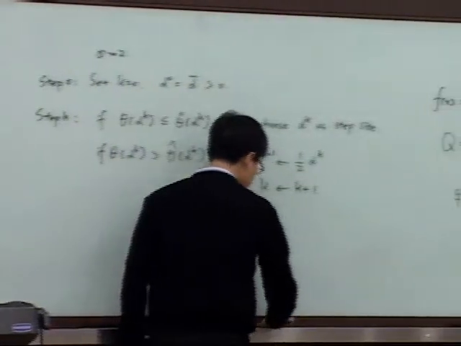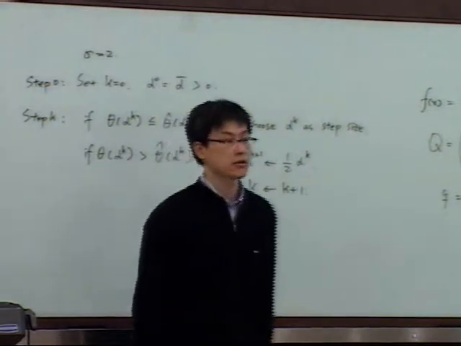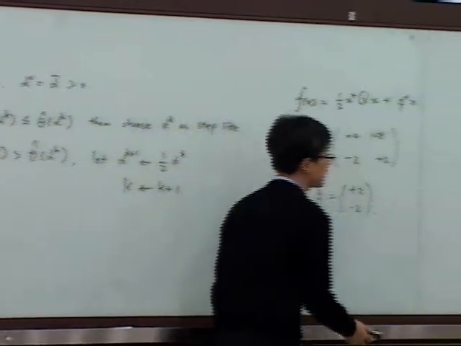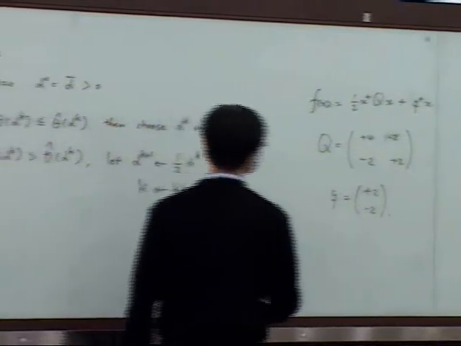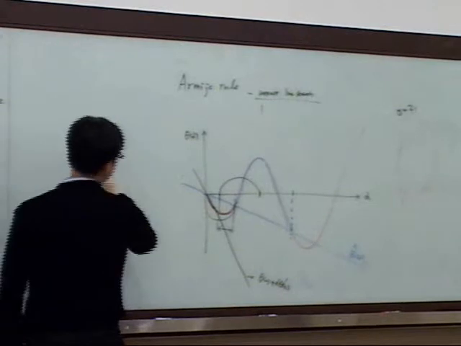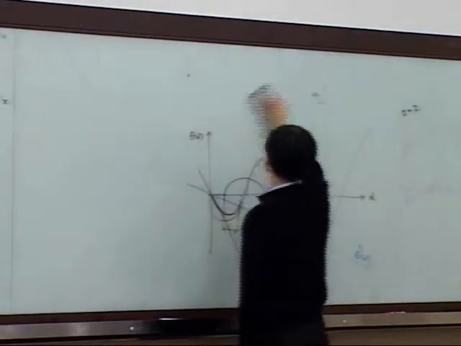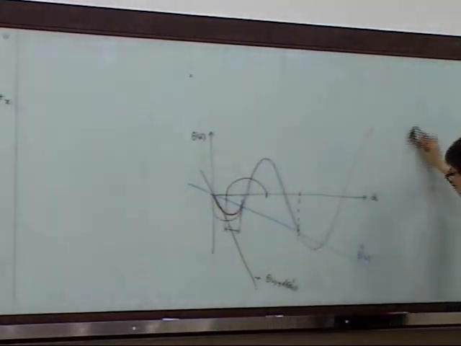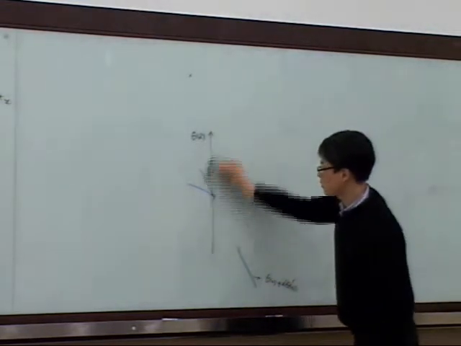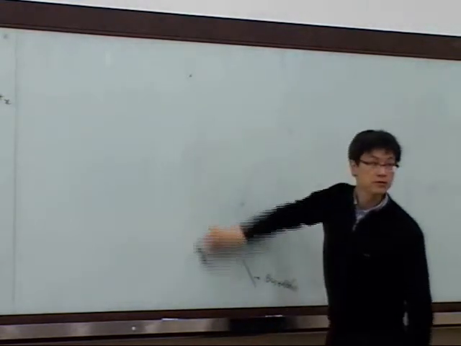So far, we talked about the descent algorithm, the steepest descent algorithm, and this is not the only algorithm available to find the solution of unconstrained optimization. There is a very famous algorithm called Newton's method.